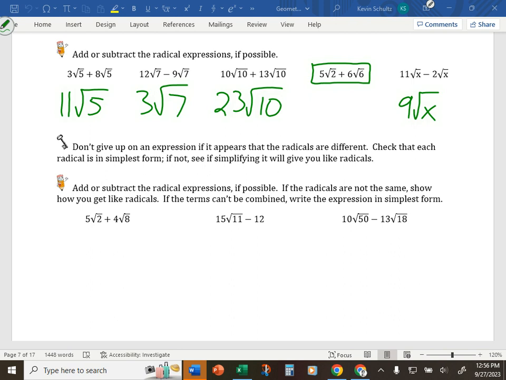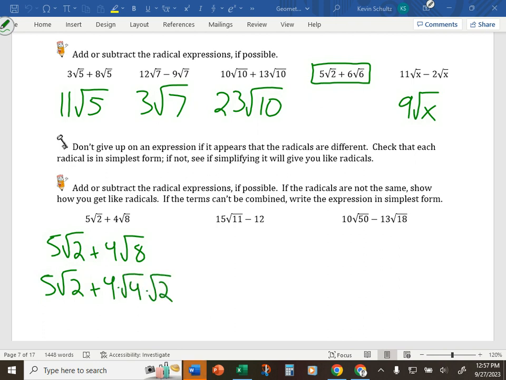Folks, let's look at the first one under the Mr. Happy Pencil section here. 5 root 2 plus 4 root 8. The roots are not the same. However, Nathan, what can we do here that will actually end up making them the same? Simplify 8. Yeah, root 8 can be simplified, right? Root 8 can be simplified to be the root of 4 times the root of 2. This is where that simplifying is so important. It's used everywhere else with roots.